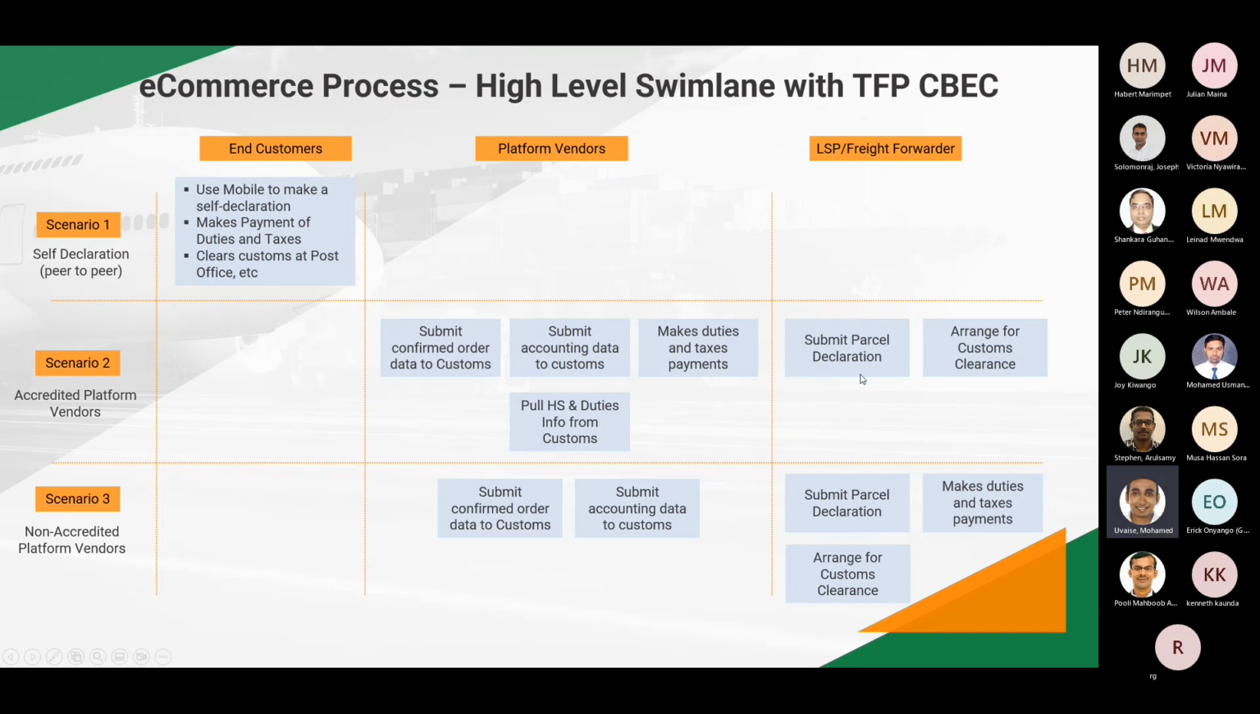And when the actual goods are scheduled to depart, the parcel related information could also be submitted by the logistics service provider to arrange for customs clearance. So even before the goods arrive at the borders, the information that is submitted by the platform vendor or the logistics service provider could be used for risk assessment by the OGAs and the customs authorities. Does that give you a clearer picture? I hope I've answered your question.